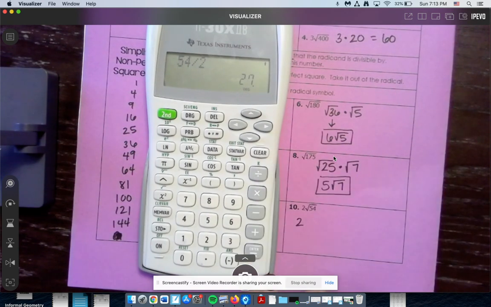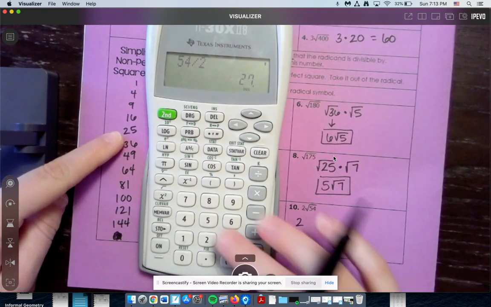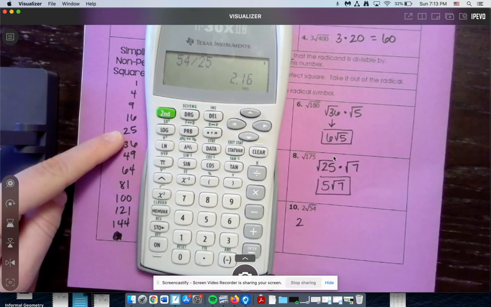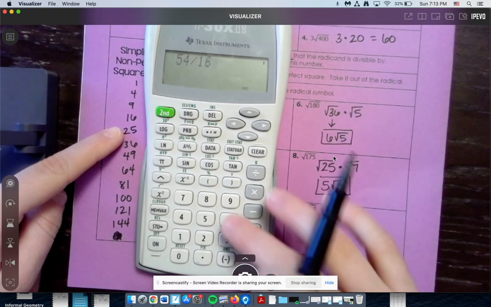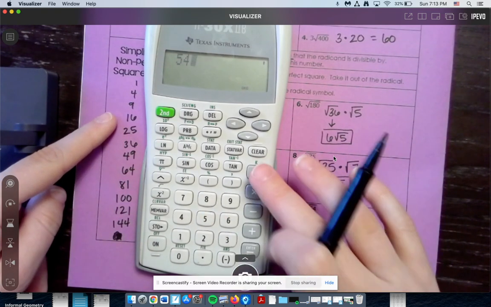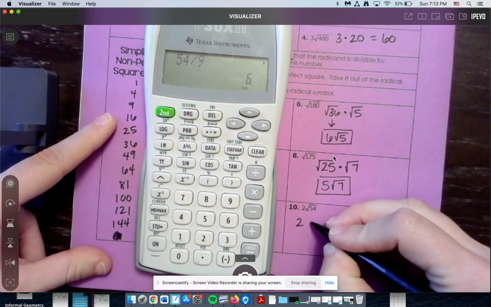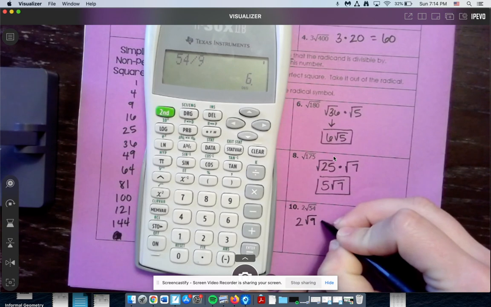We get 27. 27 is not on our list, but it's between 36 and 25. So let's try 25. So 54 divided by 25 is a decimal, so that doesn't work. 54 divided by 16. Ooh, another decimal. Let's try 9. 9 was a good answer. So again, we're going to rewrite the square root of 54 as the square root of 9 times the square root of 6.